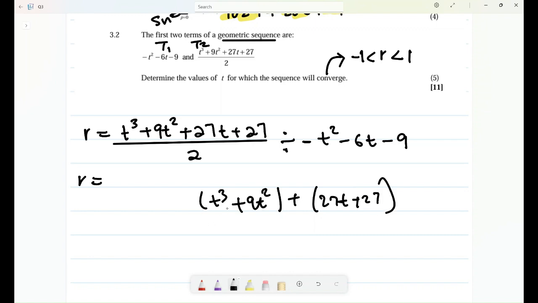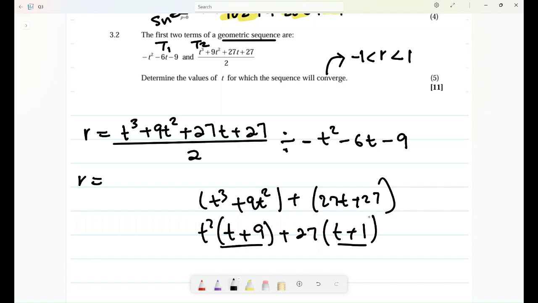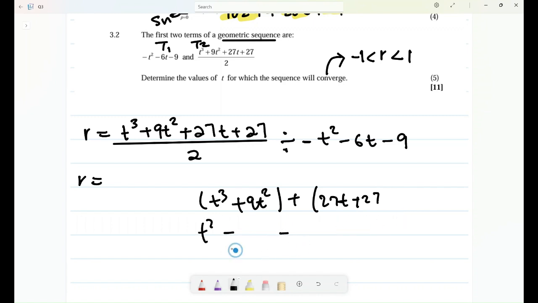I want you to see something. Then here it is t squared. Then I have what here? I have t plus 9 plus 27. Here I have t plus 1. Can you see that this and this are not common? Therefore, if they are not common, I cannot apply grouping, right?